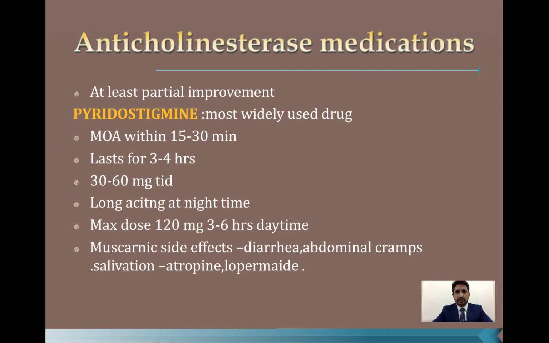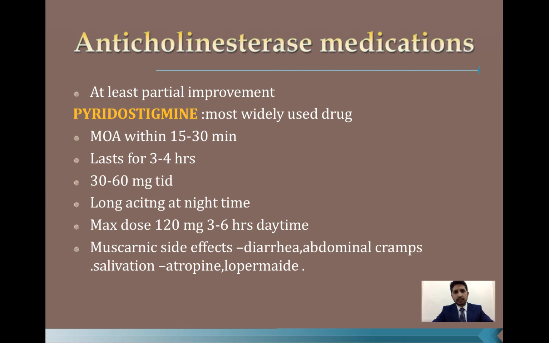Anticholinesterase medication. So we remember from our previous discussion that myasthenia gravis is because of blockage of acetylcholine receptor. Although the acetylcholine is present, it cannot bind to the acetylcholine receptors because of the blockage. So what happens to this acetylcholine? Actually, this acetylcholine is degraded rapidly by cholinesterase enzyme.